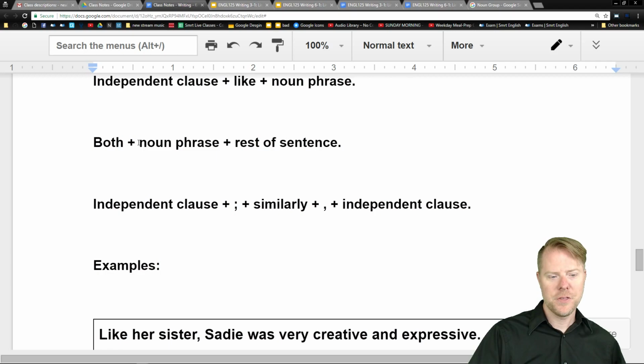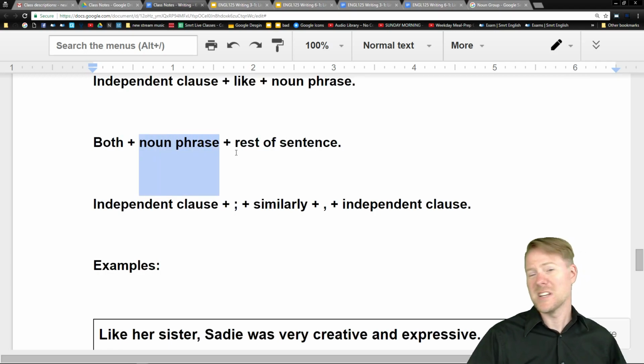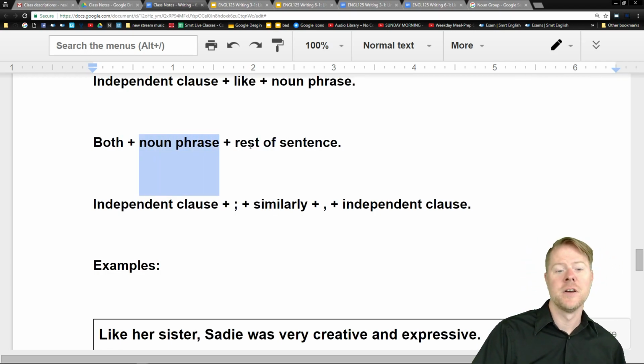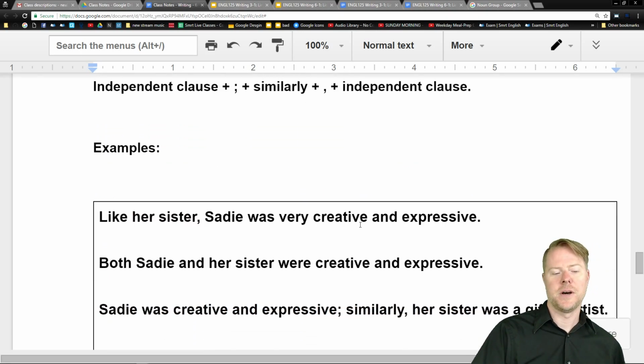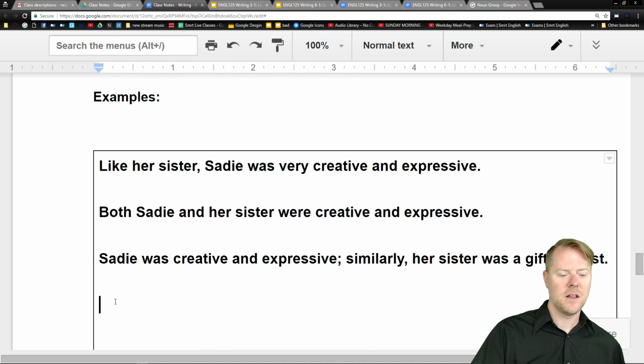If you use both, that'll be a noun phrase. It'll be two nouns or a plural noun or a noun phrase. Then you write the rest of the sentence. Or you can have an independent clause, semicolon, "similarly," comma, independent clause.